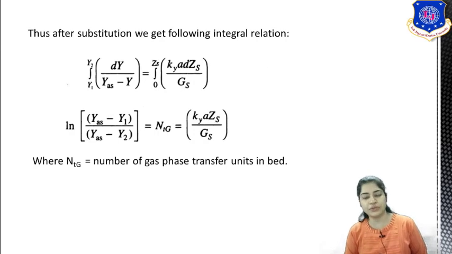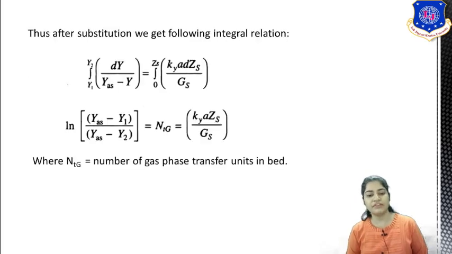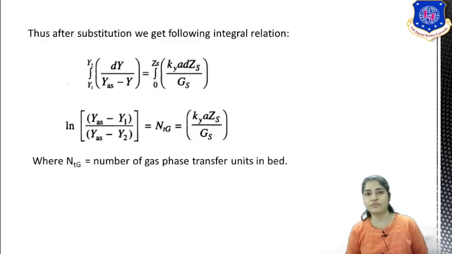Now after substituting, we are doing the integration. Here you can see that in terms of y you are doing the integration. So the dy limit is what? Your difference here is YAS minus y, and your limit is Y1 to Y2, and from 0 to Zs, that is the height. You are integrating it. So what you get: ln of (YAS minus Y1) upon (YAS minus Y2) is equal to NTG. What is NTG? That is the number of gas phase transfer units in the bed.